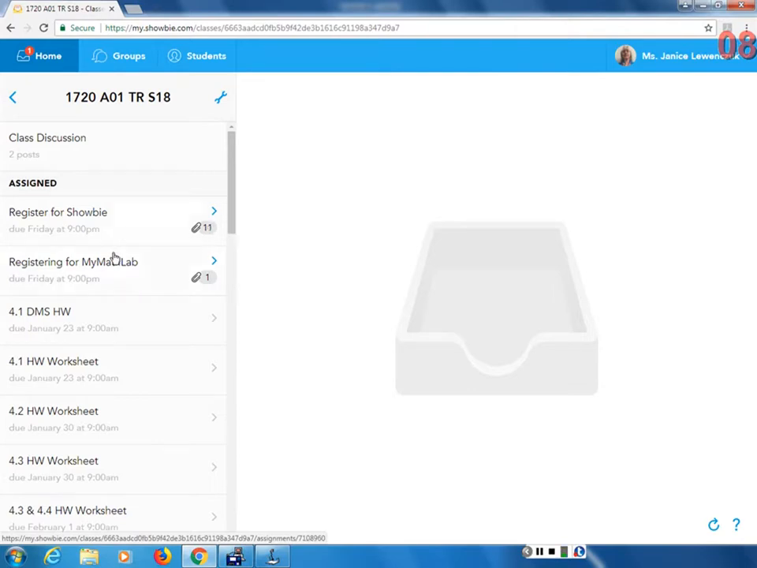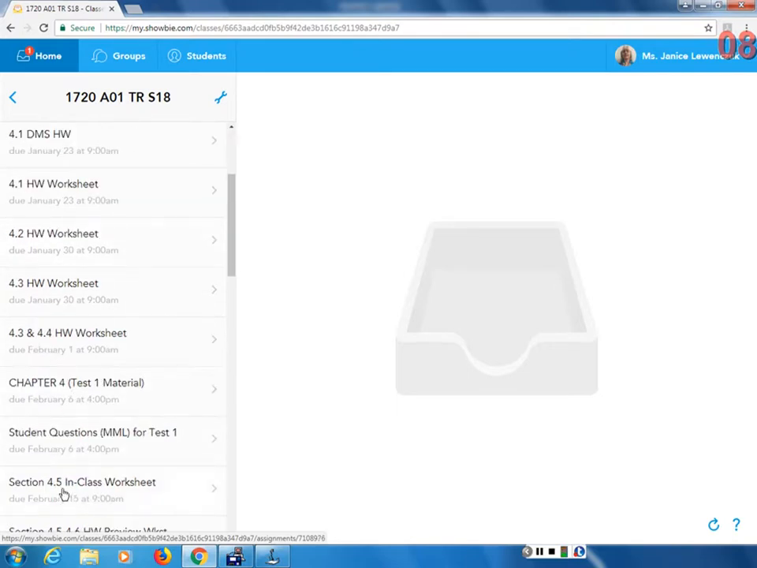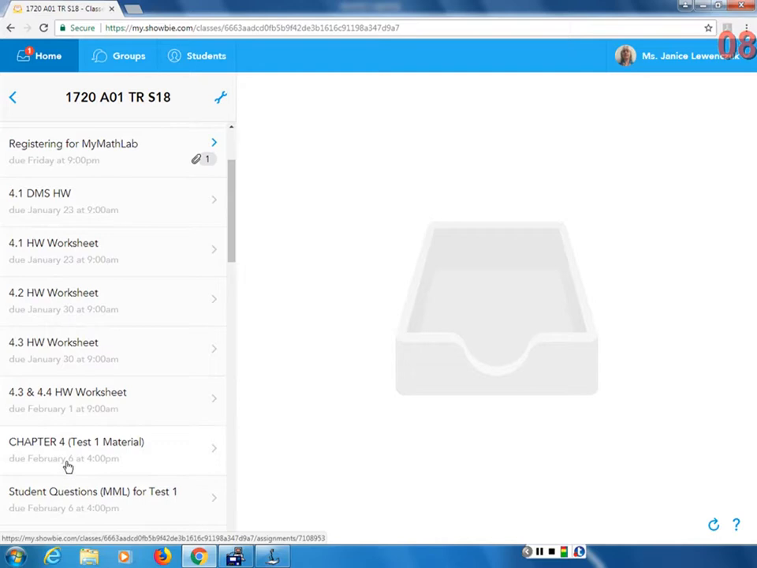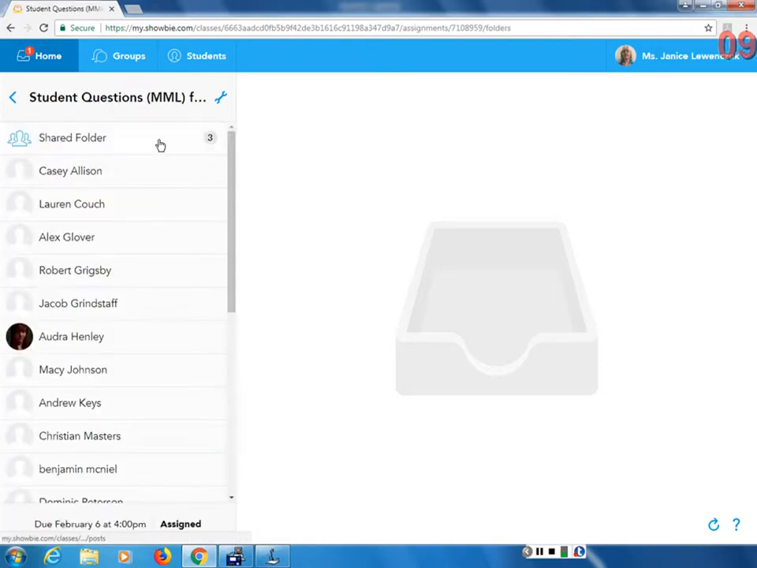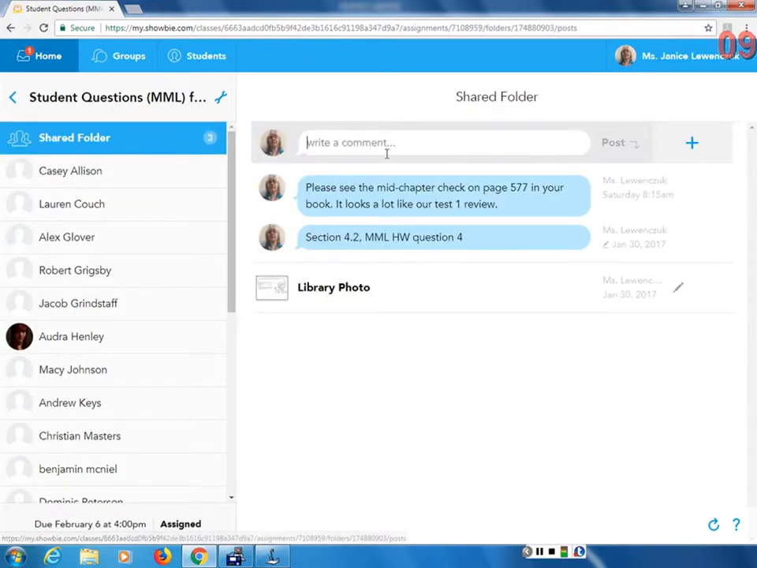Okay. So these are the instructions to register for my math lab. And these are the worksheets that are due and when they're due. And for the test, I have student questions for test 1. If you have questions about the material or math lab, here somebody had a question about question 4 on section 4.2, and I took a picture of it and wrote out how to do it. But you can do that.